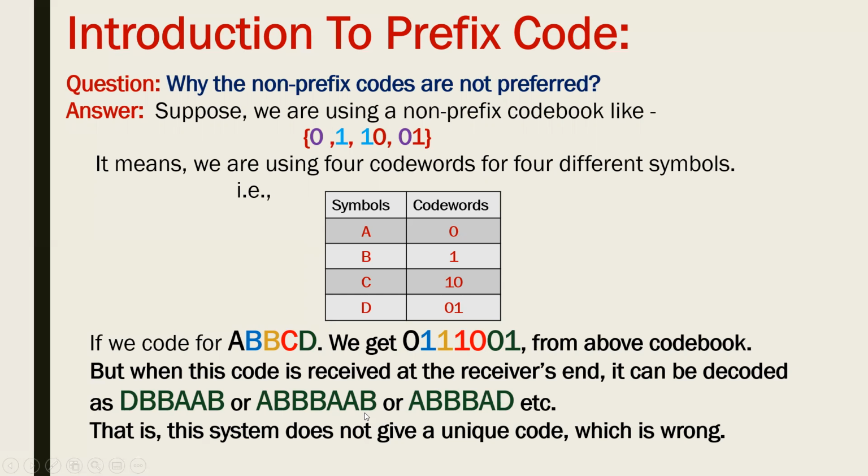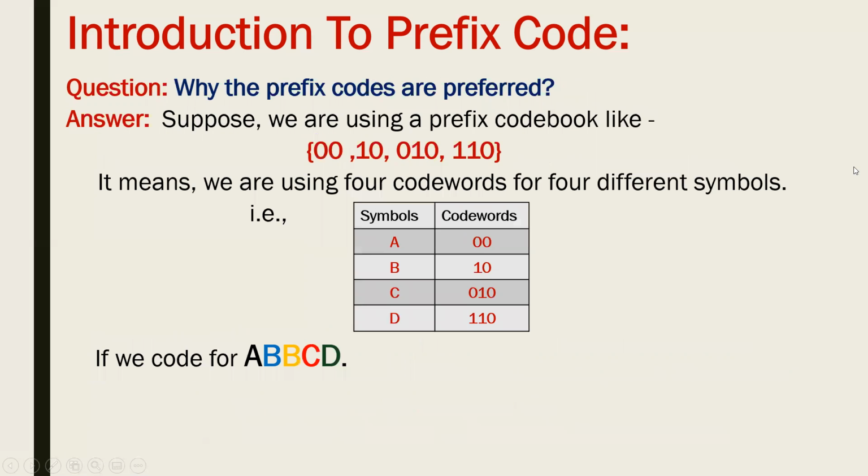So we have different permutations and combinations, and since we did not get any unique code, this is a wrong method of coding. Therefore, we are not preferring the non-prefix codes. Now let us move to the prefix codes. Why are the prefix codes preferred? What is the reason they are preferred?